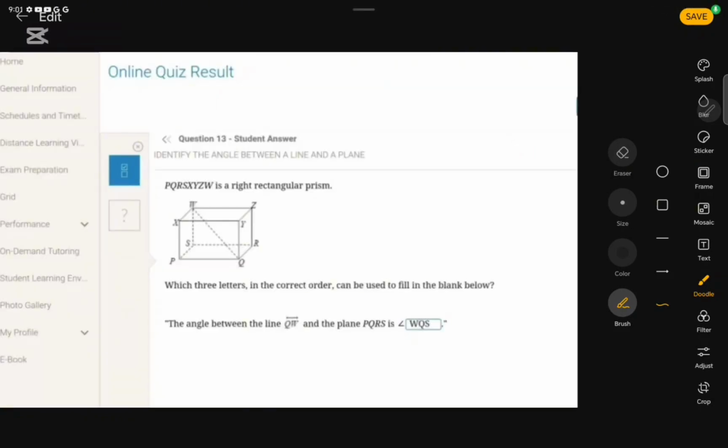Okay, for this one, they said the line QW, and they said plane PQRS. So it's gonna be this angle right here. So it's gonna be angle WQS. Yeah, perfect.